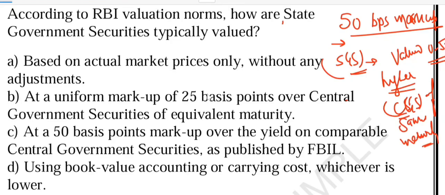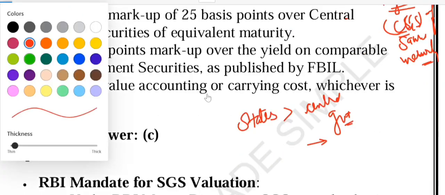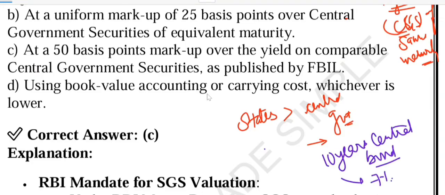Why is it so? Because the states are slightly riskier than the central government. This is very important: states are riskier than the central government. Like choosing between a national brand versus a state brand. Let me give you one example to make it more clear. Let's suppose a 10-year central bond yields 7%. And a similar state bond will be valued at 7.5%. Since state bonds are slightly riskier than the central bond, the rate is higher. That is the basic rule.